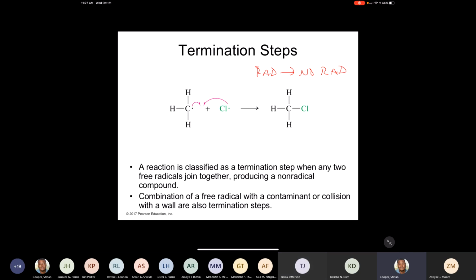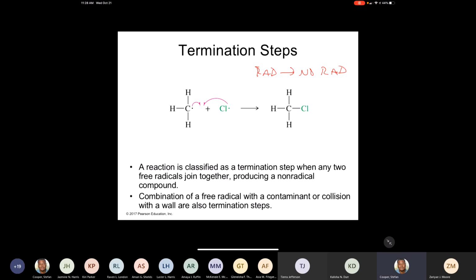The second step is propagation. I'm going to do my hydrogen abstraction. My chlorine radical is going to pull an H off of methane to form a new carbon radical and H-Cl. And my last step is that from my carbon radical, I'm actually going to be terminated with another chlorine radical. All right, and now it gives me my final product.